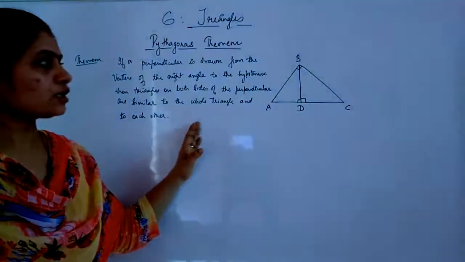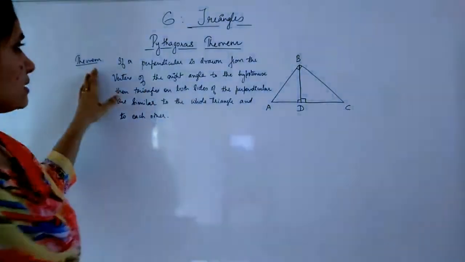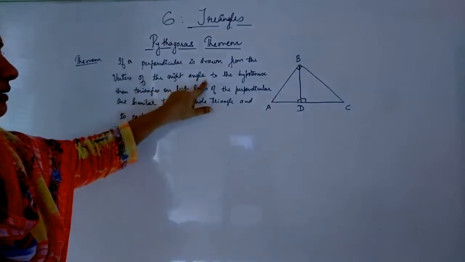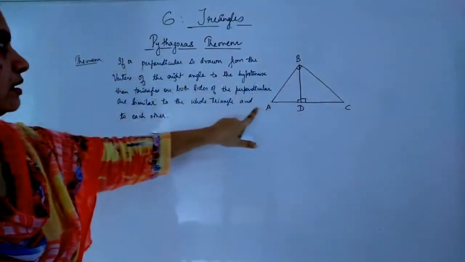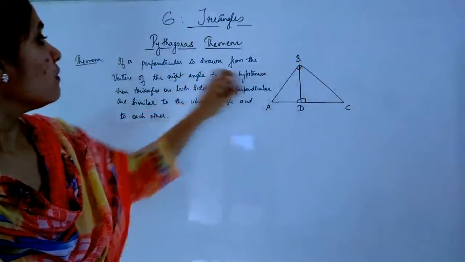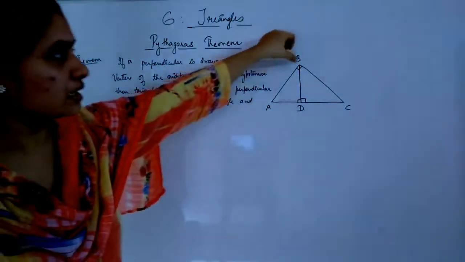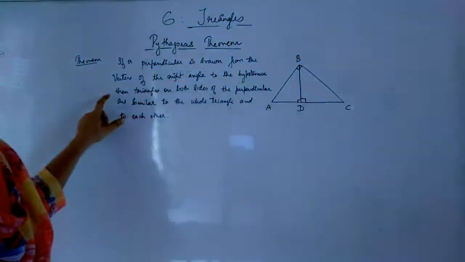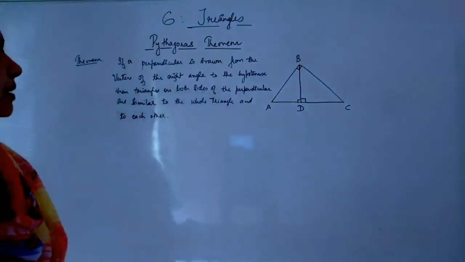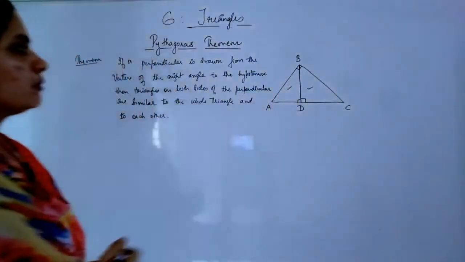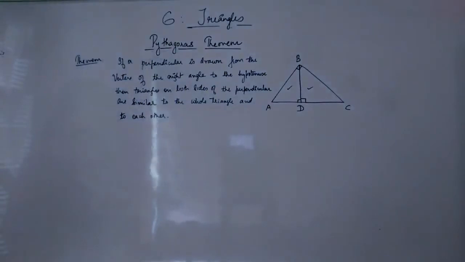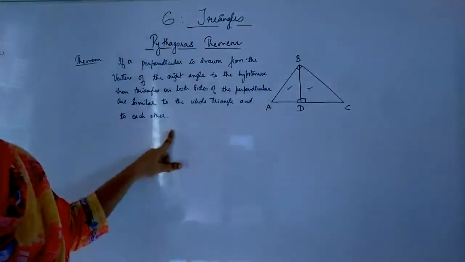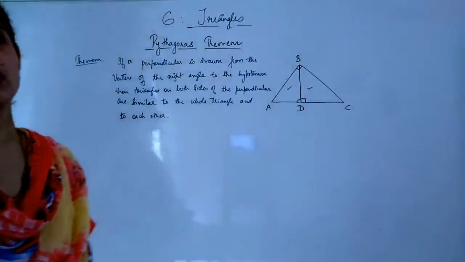The theorem related to what we have discussed is: if a perpendicular is drawn from the vertex of the right angle to the hypotenuse, then the triangles on both sides of the perpendicular are similar to the whole triangle. These two are similar to the whole triangle and to each other. That means these two are similar as well as similar to the whole triangle.